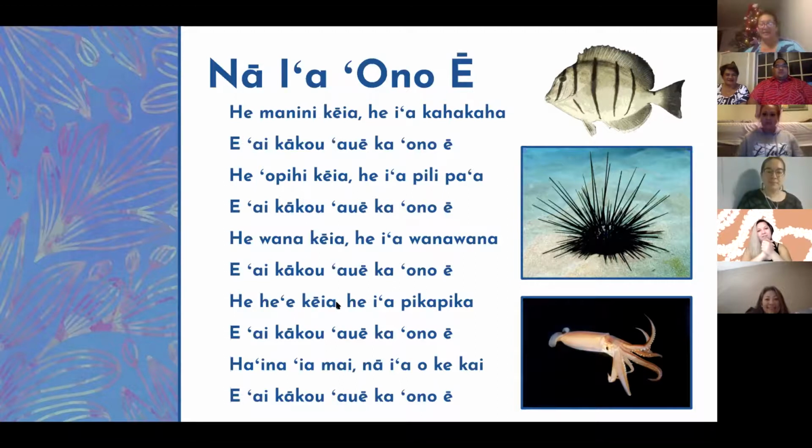So our story is told. Naʻiʻa o ke kai, of the different fish of the sea. So, from our mouth, your right hand. Haʻina ʻia mai. So back and forth again. Haʻina ʻia mai. Okay, then you're gonna do naʻia. Naʻia o ke kai. For the fish of the ocean. E ai kākou aue ka ʻono e.